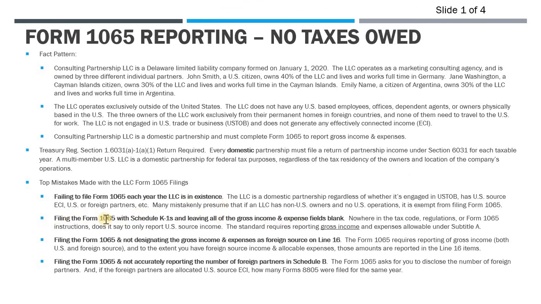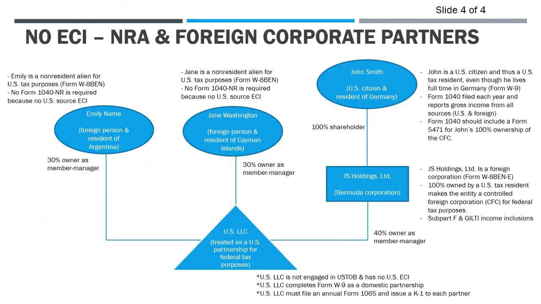This point here, filing the 1065 but leaving all the gross income and expense fields blank. Do not do that, right? If you have a 1065, a domestic partnership, and there's no U.S. TOB and there's no U.S. source ECI, you still need to report all the income and expense, and give each partner a K-1, regardless of whether they tell you they're U.S. or foreign, because you could have a situation like this again.